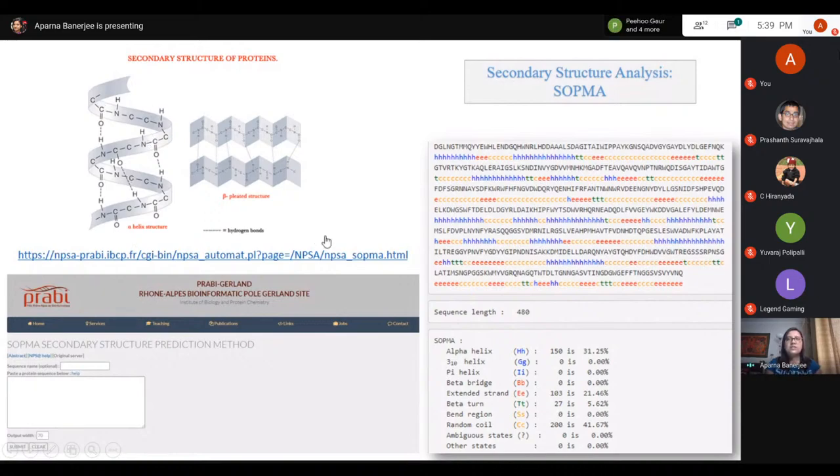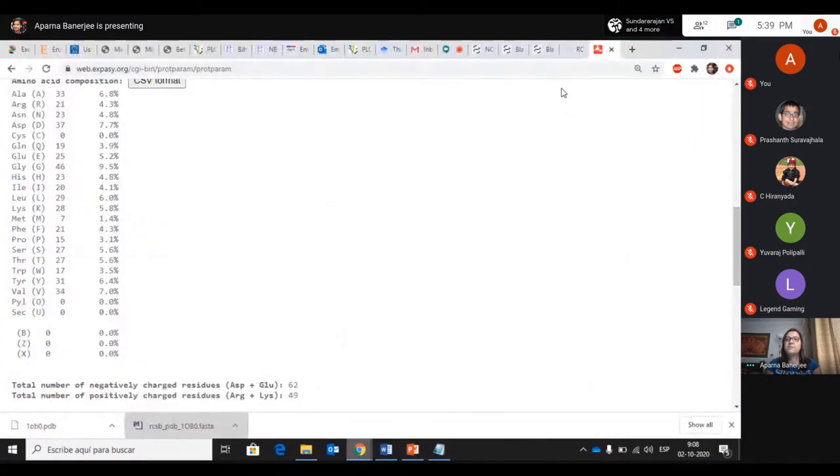With the help of one secondary structure analysis tool called SOPMA, look here, I have also given the link. We can see which part has which secondary structure and in which percentage. They have alpha helix, beta sheet, and random coils. In this tool, if you paste your sequence and submit it, you can see how they look. For example, let's go to SOPMA.